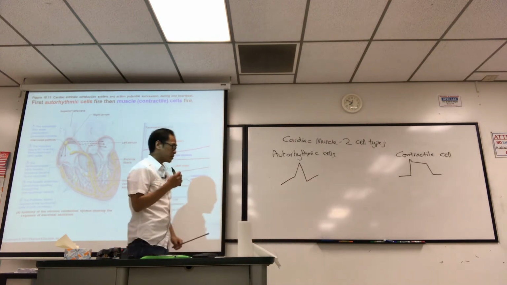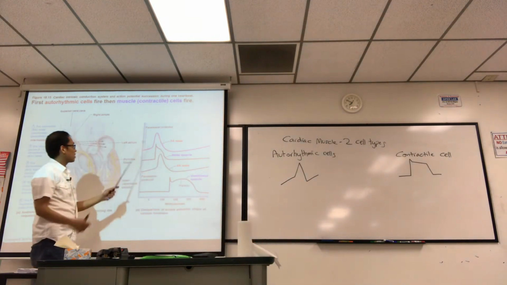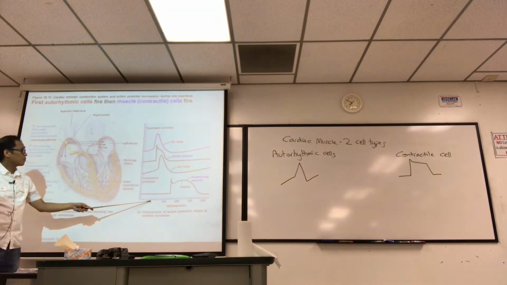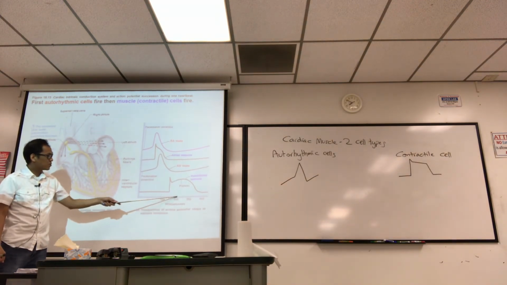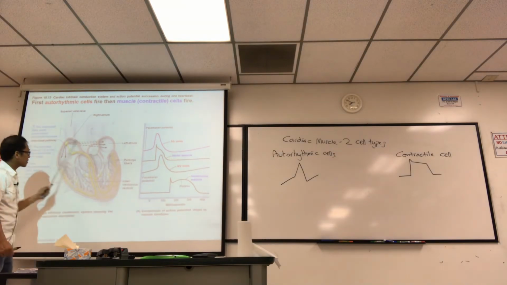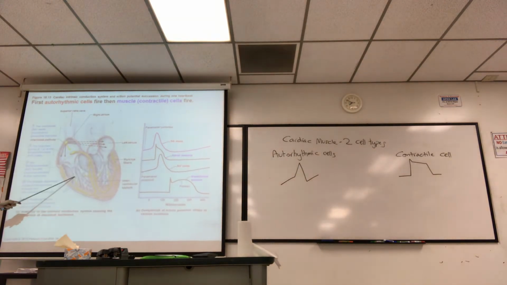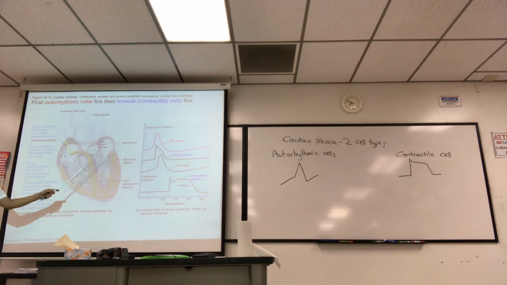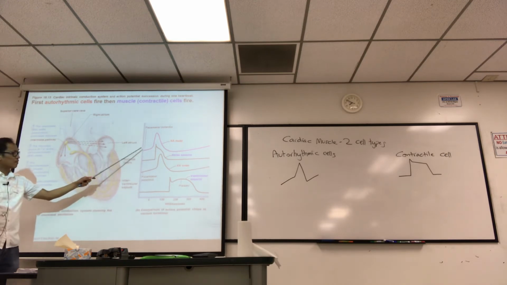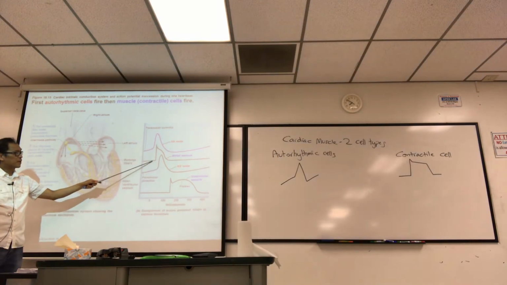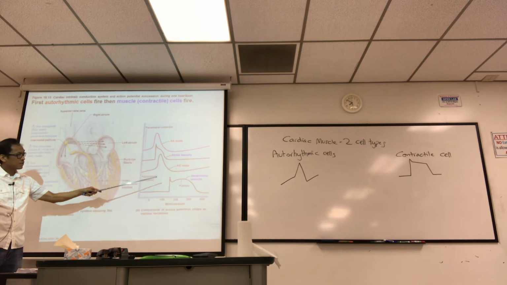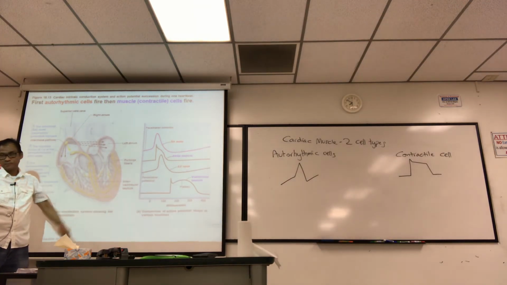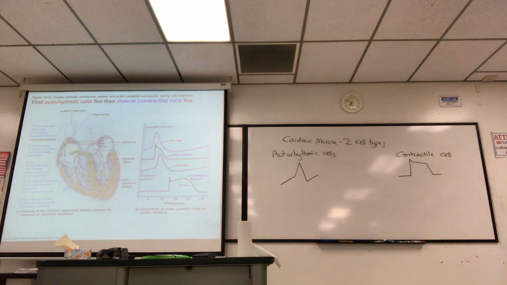If the SA node starts the heartbeat, right there, call that time 0. It takes around 200 milliseconds for the signal to spread all the way to the ventricular muscle. So the SA node, the autorhythmic cell fires, that makes the atrial muscle fire. When you get to the AV node, there's a bit of a delay, about 100 milliseconds, and then the ventricular muscle fires. So that's what they're showing you there.